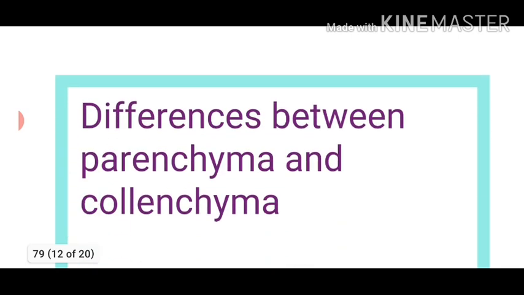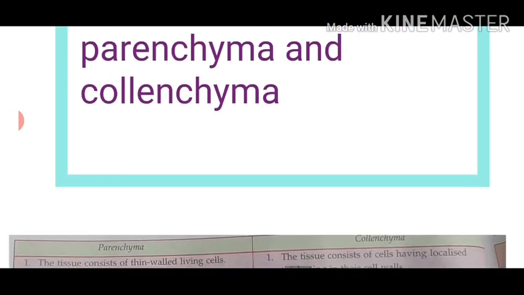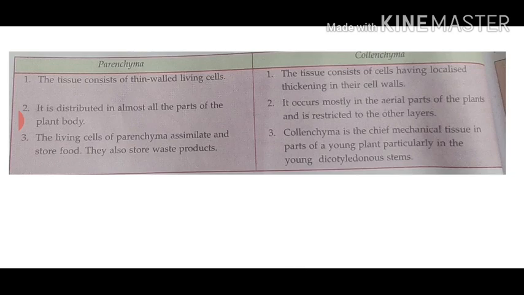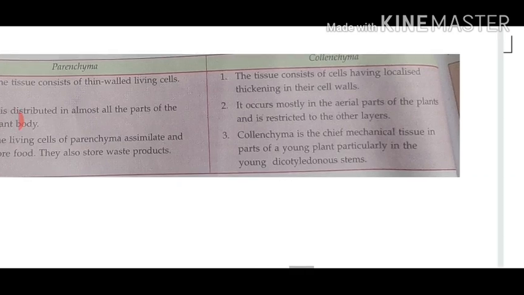What are the differences between parenchyma and collenchyma? Parenchyma consists of thin-walled living cells, whereas collenchyma consists of cells having localized thickening in their cell walls. Parenchyma is distributed in almost all parts of the plant, and collenchyma occurs mostly in aerial parts of the plant and is restricted to the outer layers. Cells of parenchyma assimilate and store food. They also store waste products. Collenchyma is the chief mechanical tissue in young plants, particularly in young dicot stems.